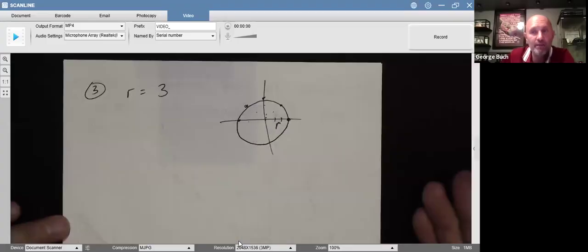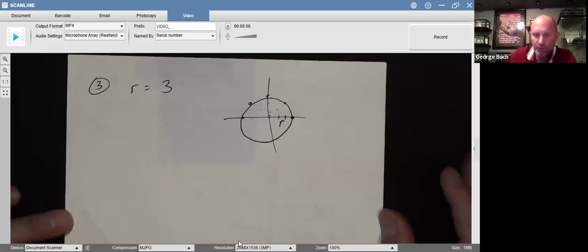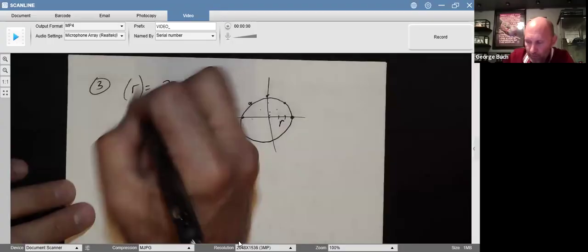So I need to get a rectangular equation that says the same thing. Well, what can I do here? I know I have r cosine of theta. That's not going to help me. r sine of theta is not going to help me. I have r squared is x squared plus y squared, but I don't have an r squared. But can I get an r squared? Yes, I can. How? Square both sides.